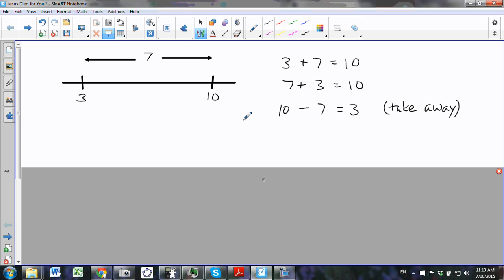Now, what about the difference perspective? Well, the difference perspective means we have two numbers illustrated here that have a particular difference. 7 is a numerical descriptor of how different 3 and 10 are. So 10 minus 3 equals 7. 7 is the difference of 10 and 3. So there is the difference perspective.